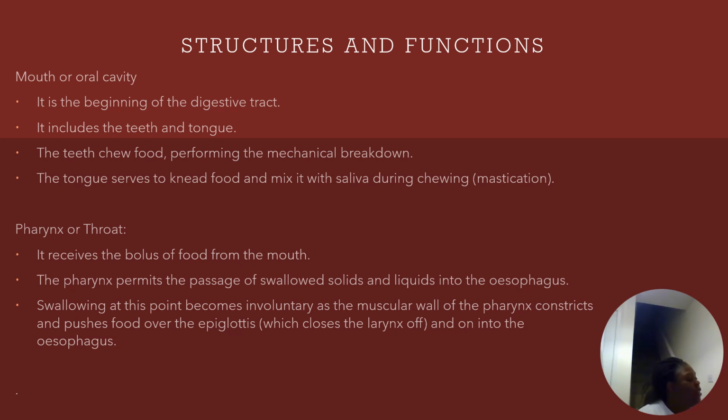Secondly, we have the pharynx or throat. The pharynx receives the bolus of food from the mouth. Swallowing at this point becomes involuntary as the muscular wall of the pharynx constricts and pushes food over the epiglottis and onto the esophagus.